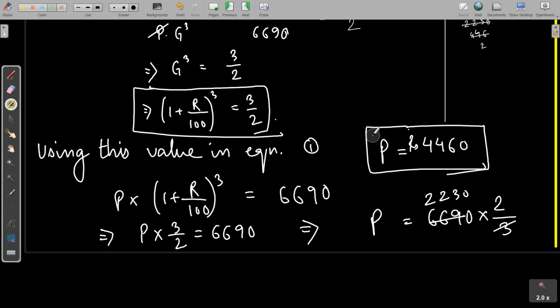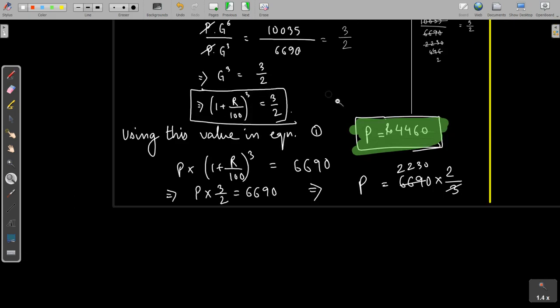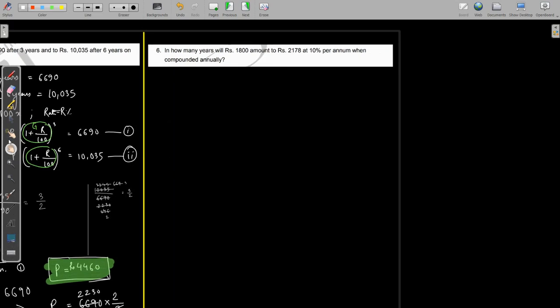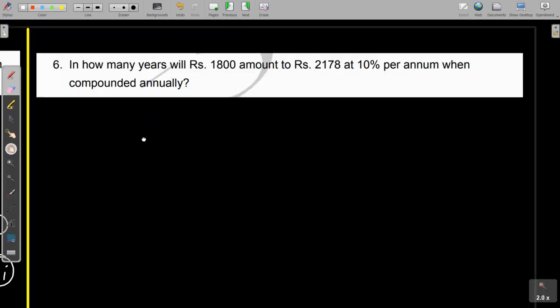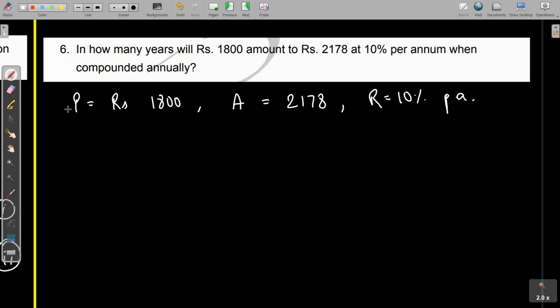Okay, now that we are done with this, we will move to the next question. The next question is question number 6, which is: in how many years will rupees this much amount to this at 10%? So the things that we know here is the principal is rupees 1800. We know the amount is 2178. We know the rate of interest is 10% per annum, and the only thing that we need to find is t.